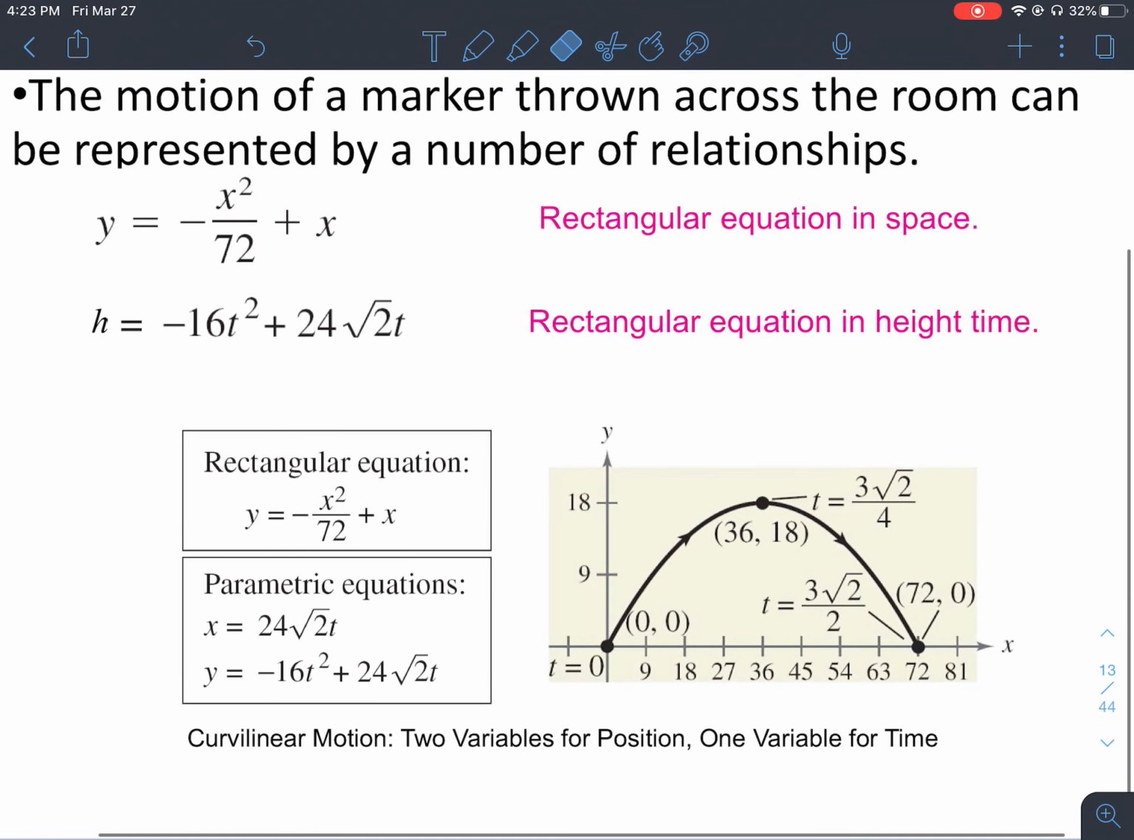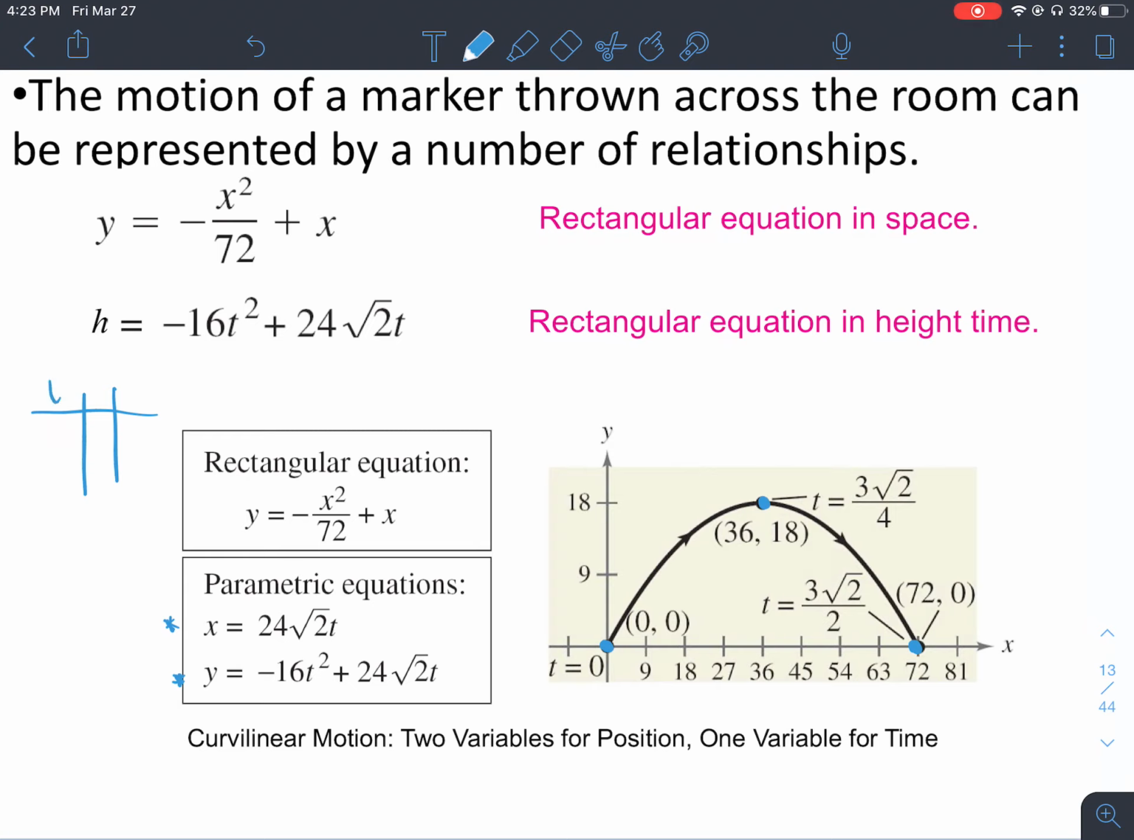Looking at this graph here, I still have that parabola, and at each of these labeled points, I have the x, y values, but I also have a t value that corresponds with it. If I look at the origin here, that is the x, y value 0, 0, but that matches to t equals 0. Because if I were to plug t equals 0 into both x and y equations, I get 0, 0 back. So I can build a little table, t, x, y: when t is 0, x is 0, y is 0.